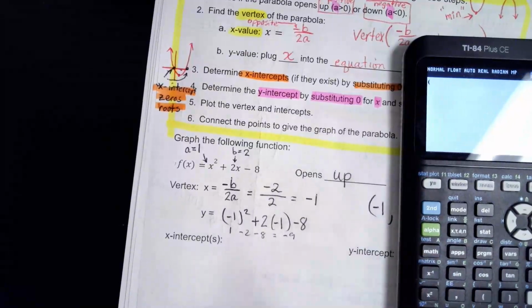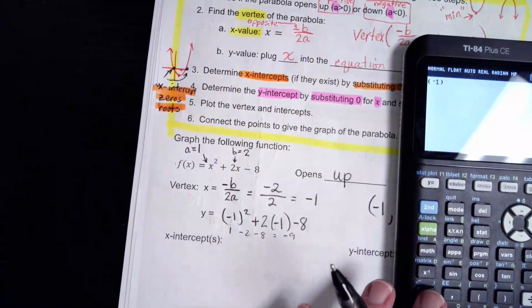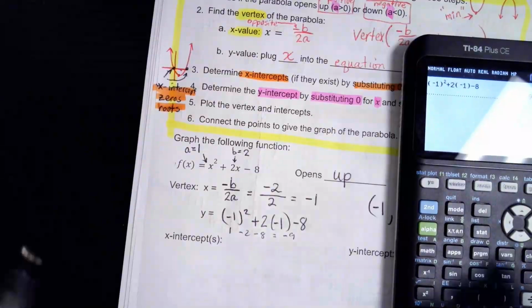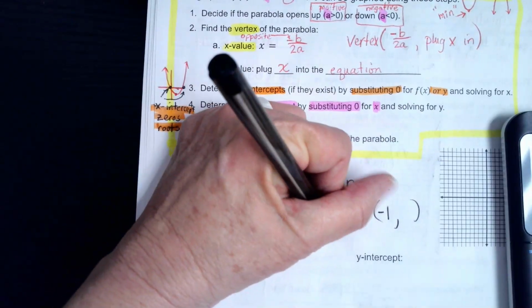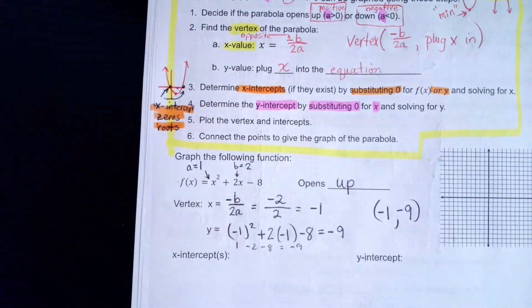Let's play a nice round of Is Mrs. Stewart Right? No. Let's play that round tomorrow. Okay, well, let's just do it real quick. -1 squared plus 2 times negative 1 minus 8. Mrs. Stewart is right, and that is the y value of my vertex, and that is where we start tomorrow.